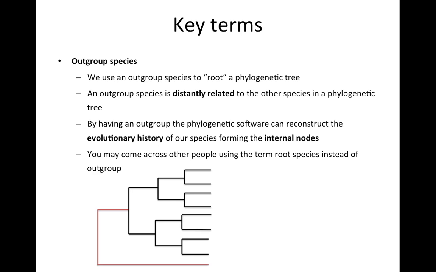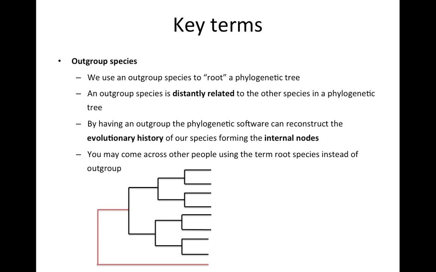So I'm just going to go into outgroup species a little bit more. We use outgroup species to root a phylogenetic tree. An outgroup species is distantly related to the other species in the phylogenetic tree. I say a good outgroup species is in the Goldilocks zone. You don't want to use a species that is completely distantly related. I mean, you could, but it's not as useful as using a species that is slightly more closely related. So for example, in ours we chose the domestic cat, but because it's not too distantly related, it's kind of like a nice little Goldilocks zone in between.